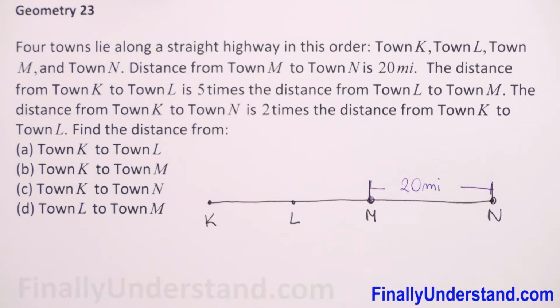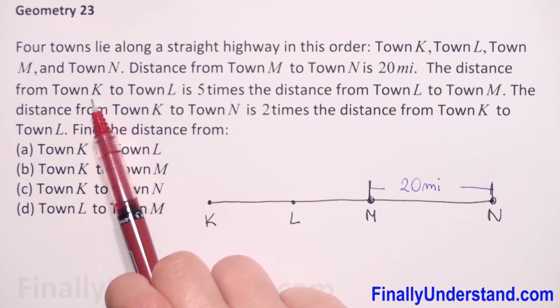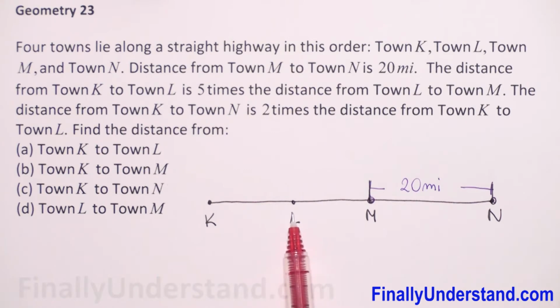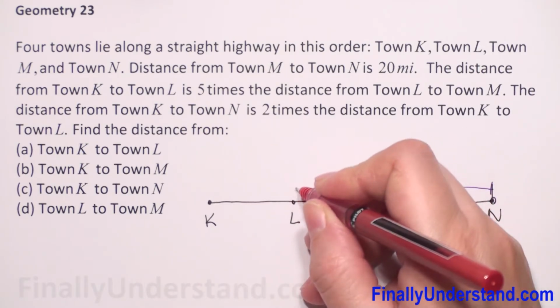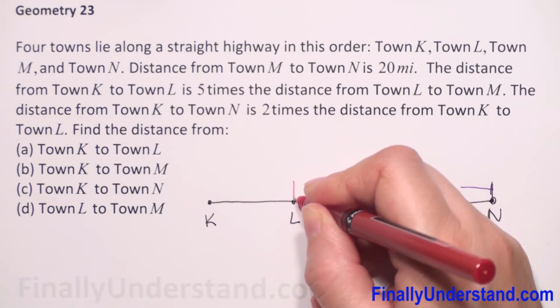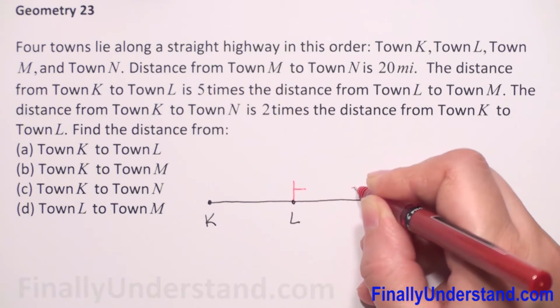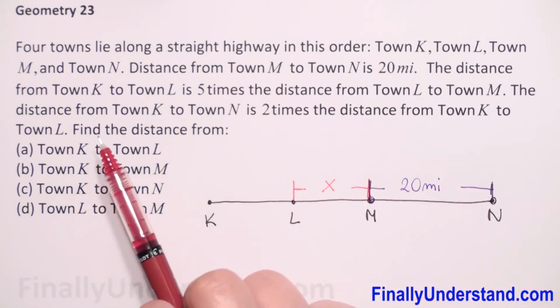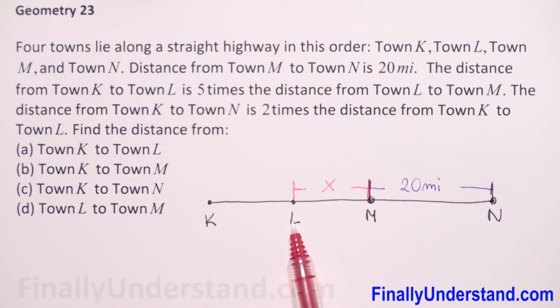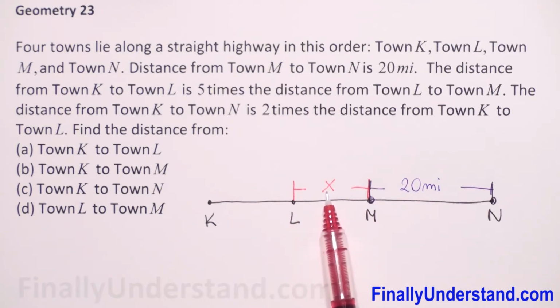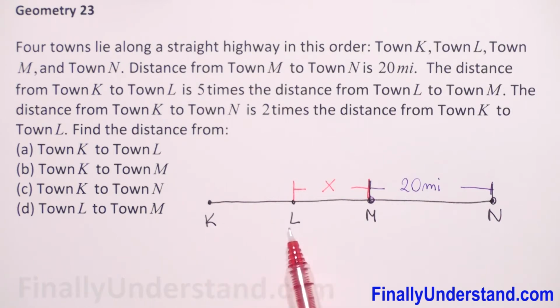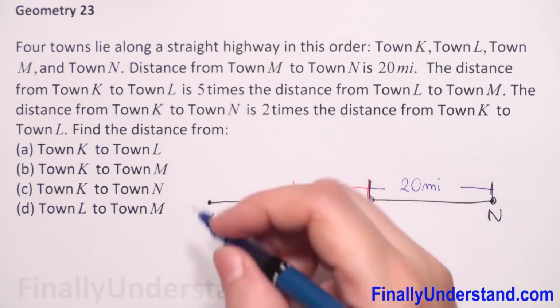Next, we are given that the distance from town K to town L is 5 times the distance from town L to town M. So if we put the distance from town L to town M as X, we have that the distance from K to L is 5 times the distance from L to M. Because this distance I put as X, the distance from town K to town L will be 5 times X.